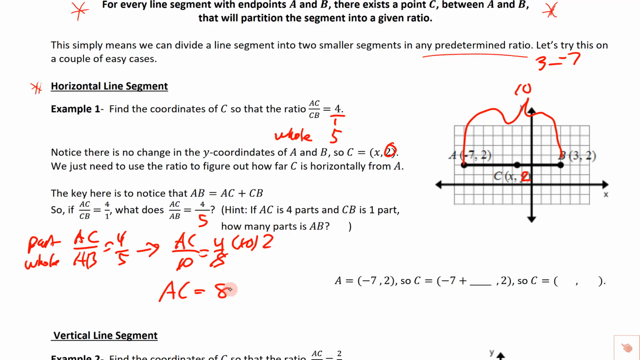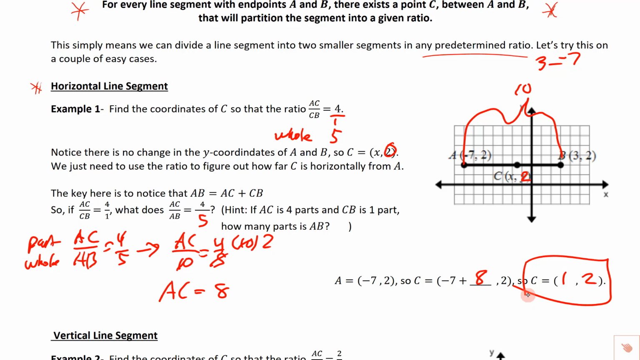Now I told you we were going to start off with some easy ones, and you can almost visualize how this works out. So this is from A to C. So we're going to go that many units from this point right here in this direction. We're only changing the horizontal coordinate. We're going from the left point, so we're going to take this point right here, A, and we're going to add what we found. A to C is 8 units. So we're going to add those 8 units, and we end up at 1, 2, right? So there's the answer to the problem.